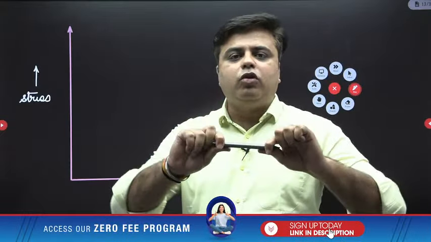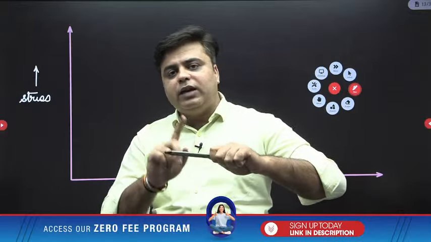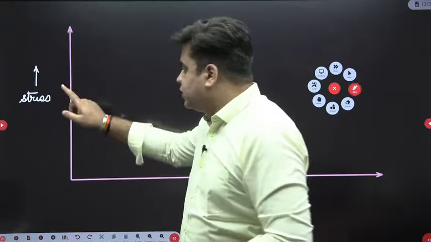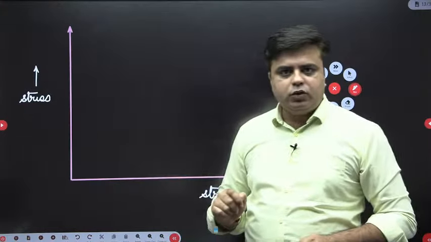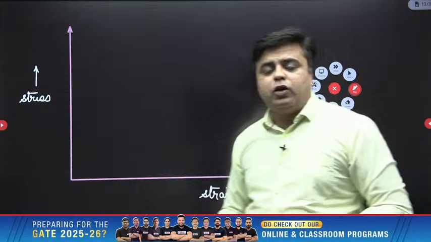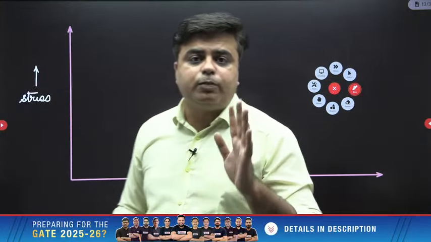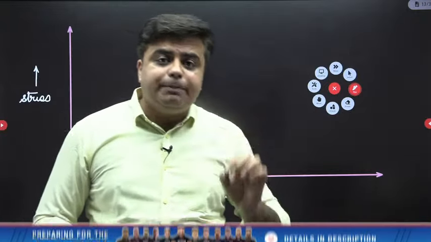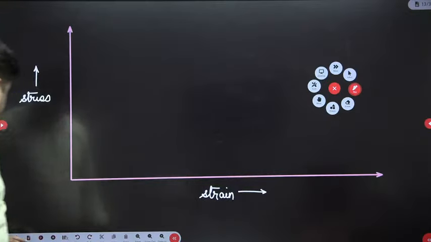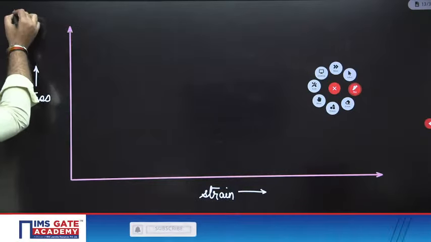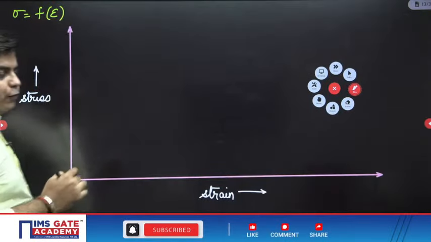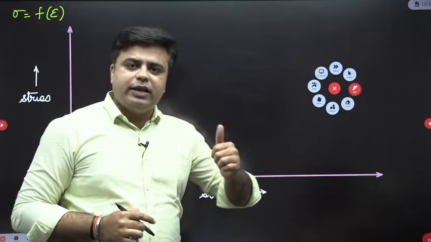When you apply the load over any body, first this body will undergo deformation. In order to resist the deformation, stresses are induced. So stresses are always dependent on strain. The first note point is stress is a dependent variable and strain is an independent variable. So I will write down here that stress is a function of strain. First strain will come, then only stress will come.